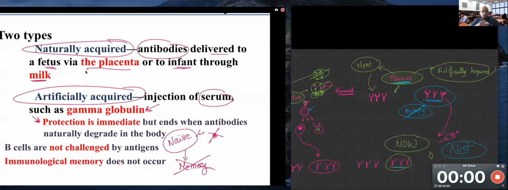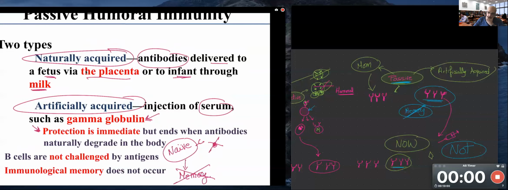Right, so some will require multiple doses. For example, I believe most of you did already take the hepatitis B vaccine, multiple doses, multiple shots.